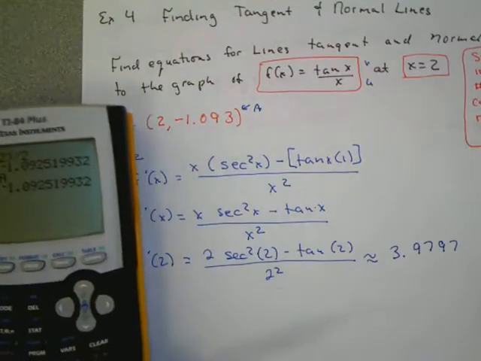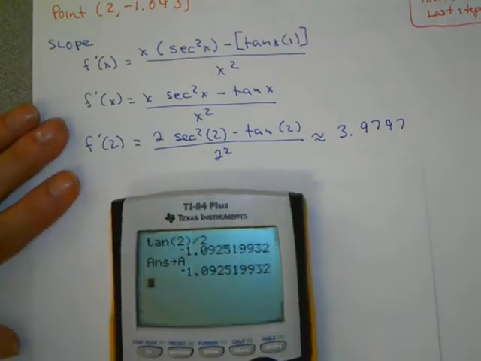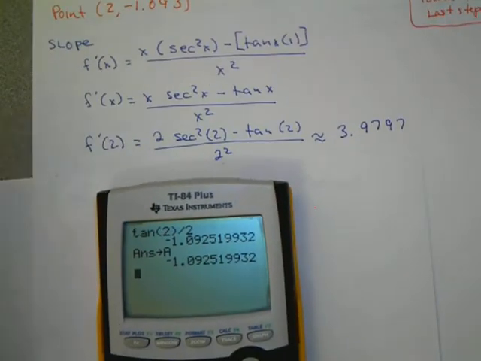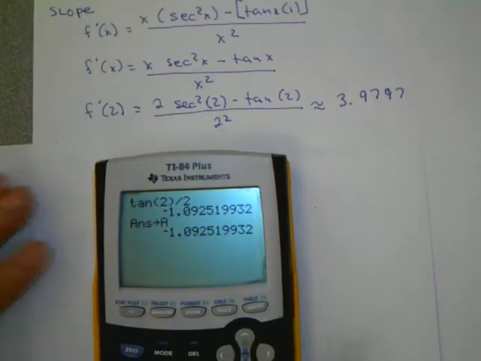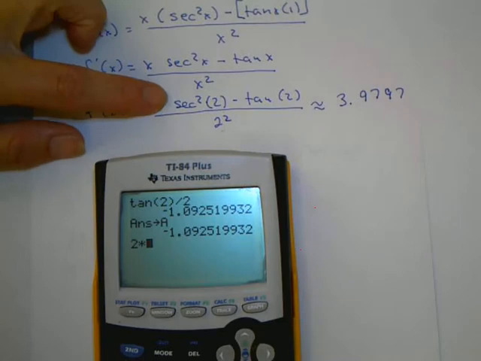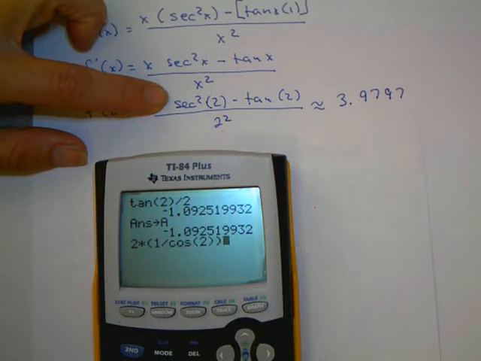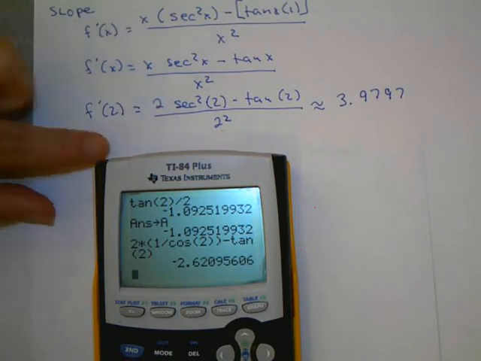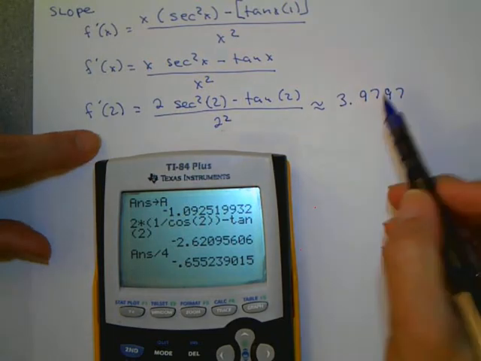Let's see if I can find a way to put it in here. I'm going to have to think in terms of 2 times, and the secant is 1 over the cosine. So I'll do 1 divided by the cosine of 2, and I had to put in double parentheses, minus the tangent of 2, and I need that before I divide it by 2 squared, so divided by 4. So there's my slope.